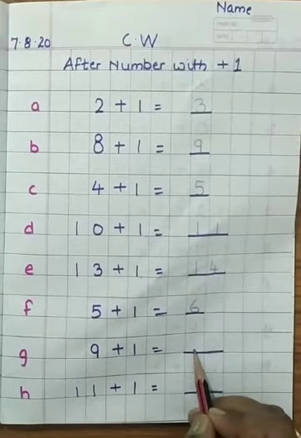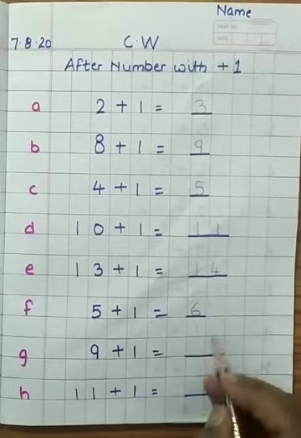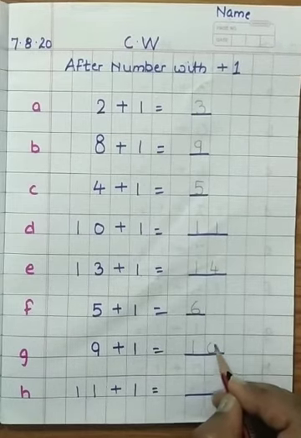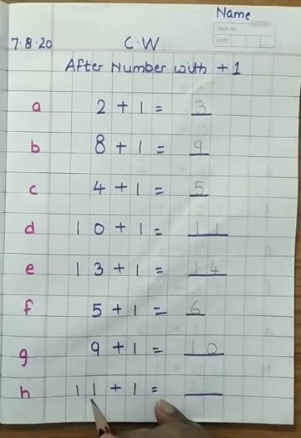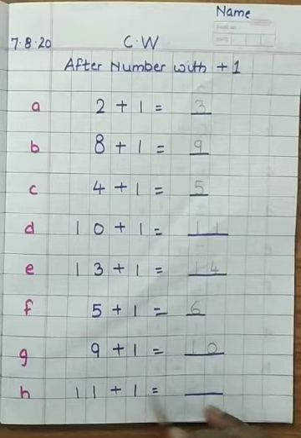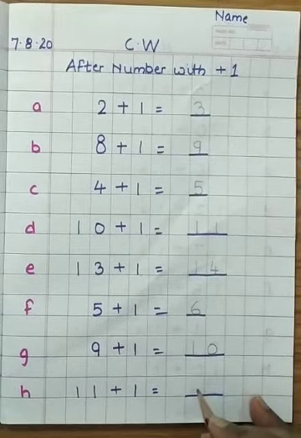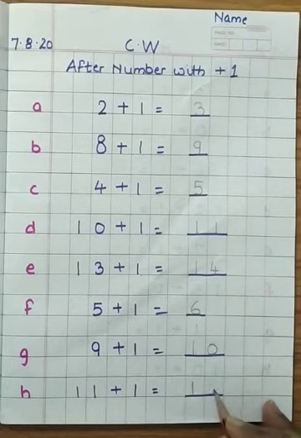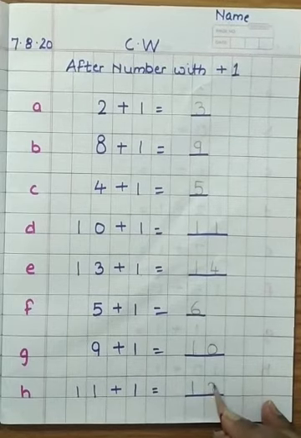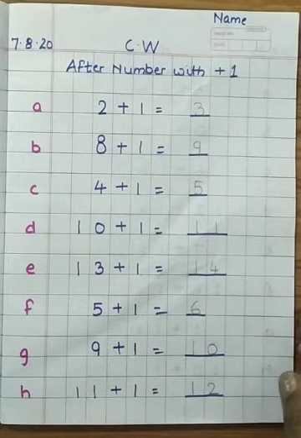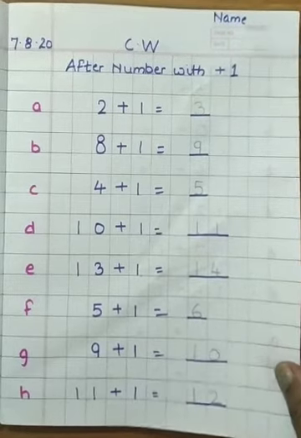9 plus 1 more. Then what will be the after number? What will come? Yes, number 10. Now 11 plus 1 more. Then what will be the after number? Any guess? What will come after 11? Number 12. 12 is after 11. I hope children, aapko samajh mein aa gaya hoga.